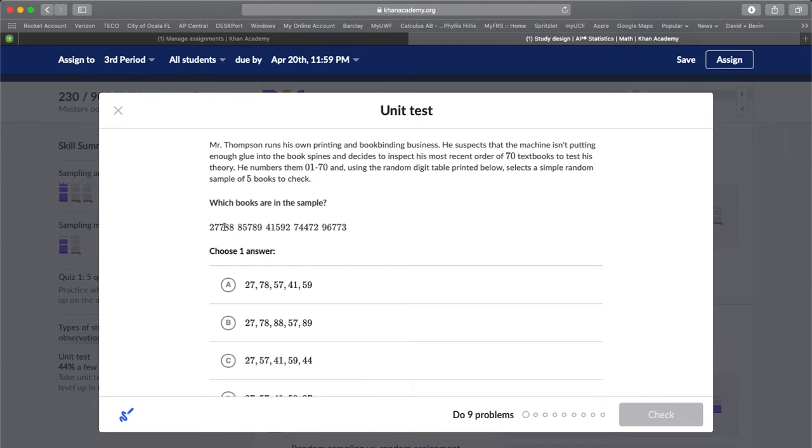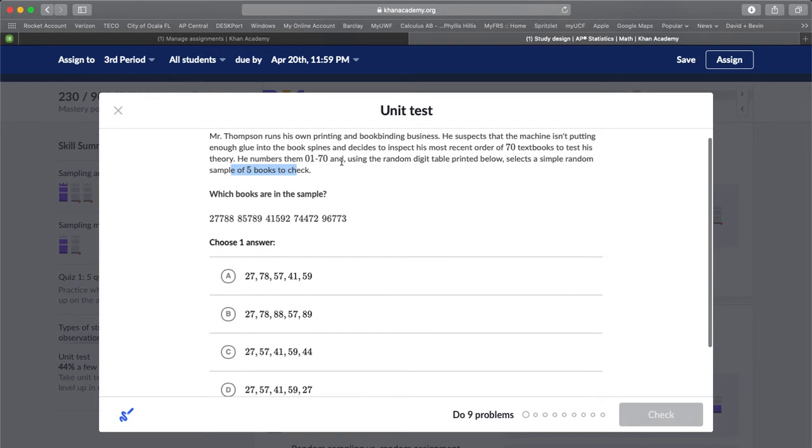So we've got a random number generated list, if you remember that concept. And we're numbering the books from 1 to 70. Notice that they say 01 to 70, and that's because you always have to have a consistent number of digits. So if you're going to go up to a 2-digit number, you have to write your single-digit numbers as 2-digit numbers. Anyways, we want to find the first 5 books and the first unique 5 books.